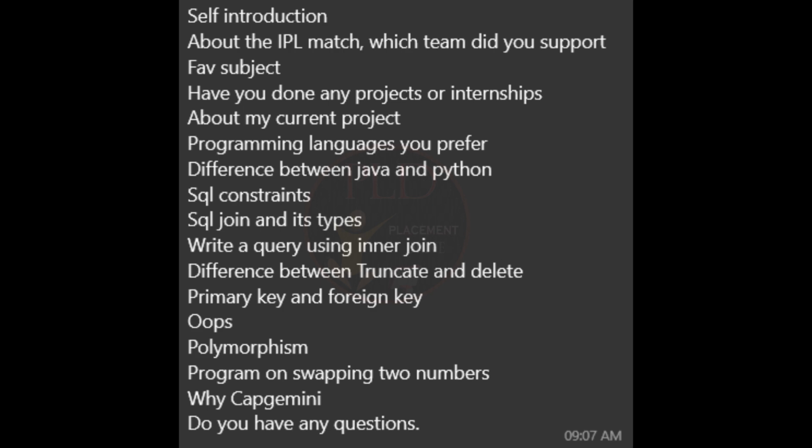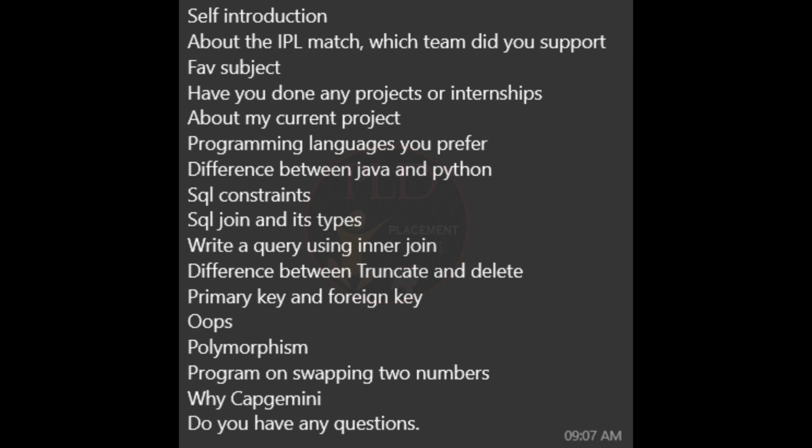The second question is about the IPL match and which team they support. And the third question is favorite subject. And the fourth question is have you done any project or internship? And the fifth question is about the current project. And the sixth question is which programming language the candidate prefers.